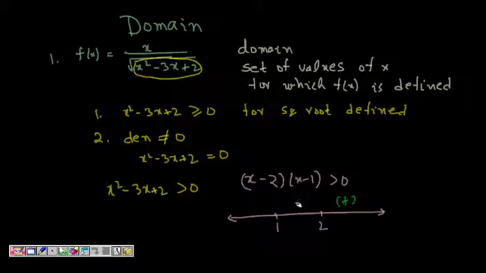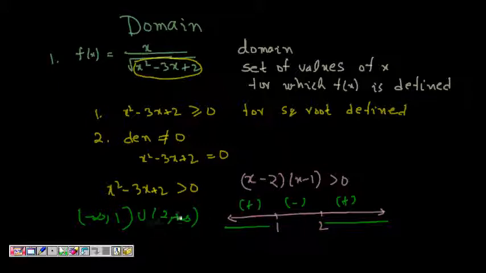Now we can directly say that the next part will be negative and this will be positive, it alternates. So our result will be this part and this part: minus infinity to 1 union 2 to plus infinity. This will be the answer for our problem. The things to remember are that inside the square root the expression should be greater than or equal to 0, and in a rational function the denominator should never be equal to 0. Taking these two conditions and solving this inequality, we get this as the answer.